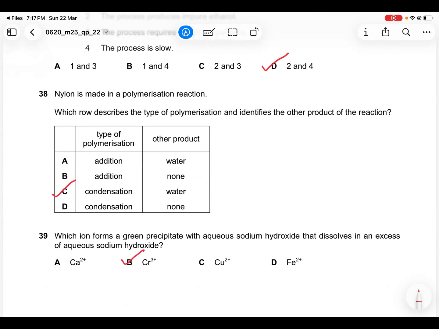Nylon is made in a polymerization reaction. Which row describes the type of polymerization and identifies the other product of the reaction? Now nylon is a type of condensation polymer which is made by carboxylic acid and diamines. And in a condensation polymerization, one product is the polymer and the other product is always water. So C is the correct answer here.